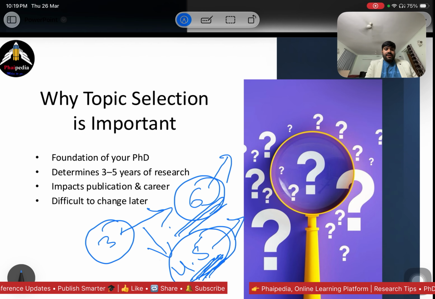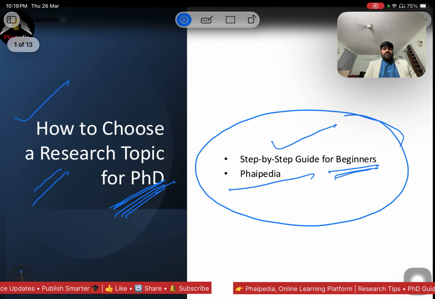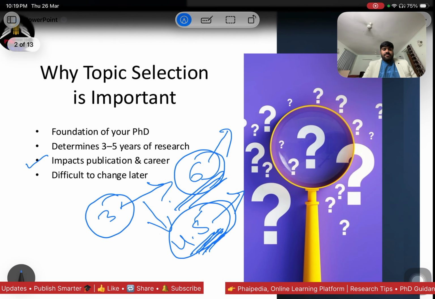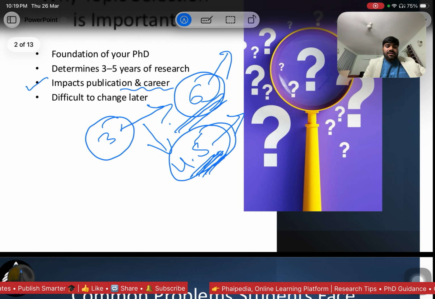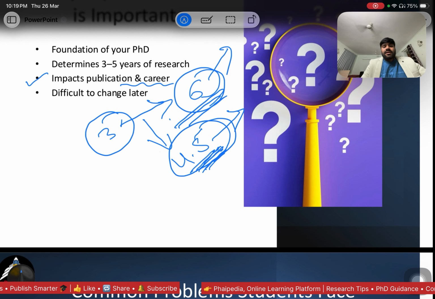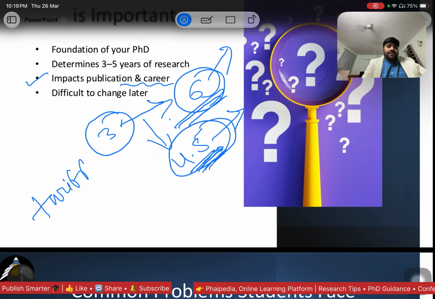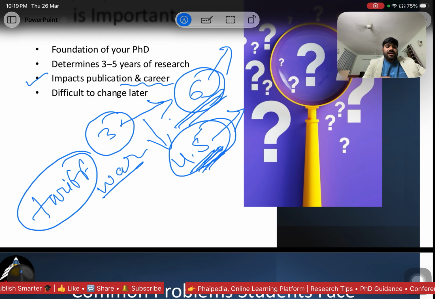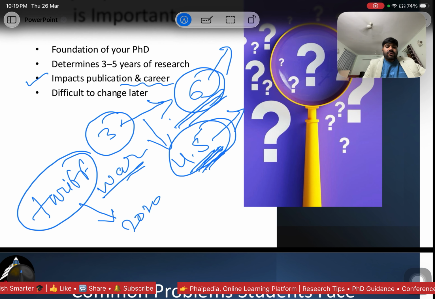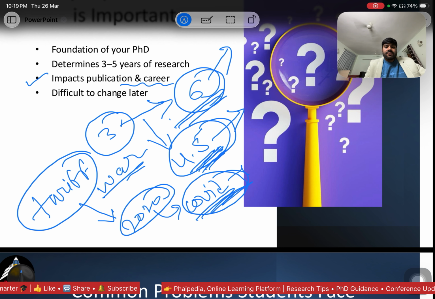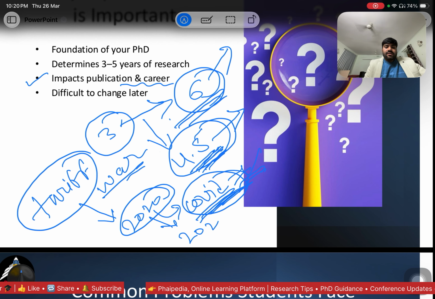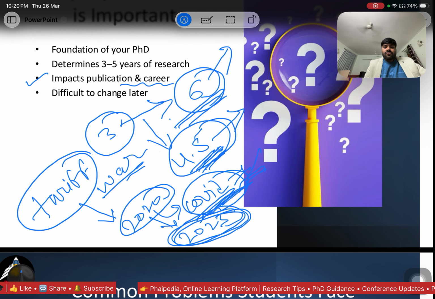Third point, impact on publication and career. Your research topic for the PhD program basically impacts your publication and career. Take a recent topic like the tariff war. In 2020, COVID was the most favorite topic for all researchers, because from 2020 to 2023, papers based on COVID came very fast.